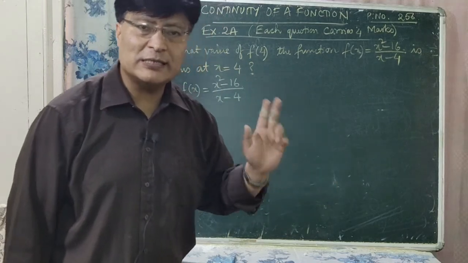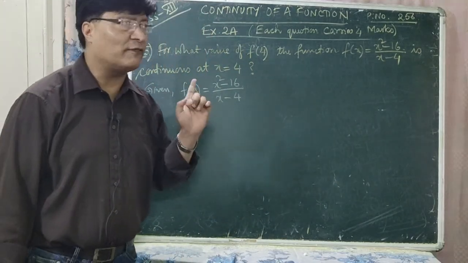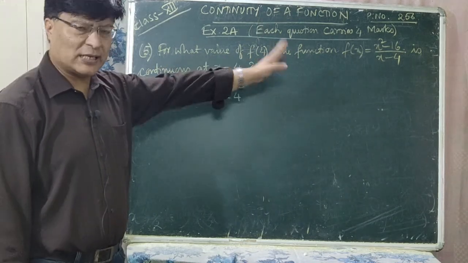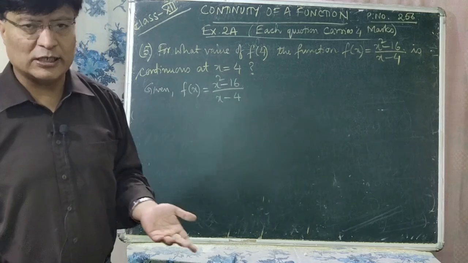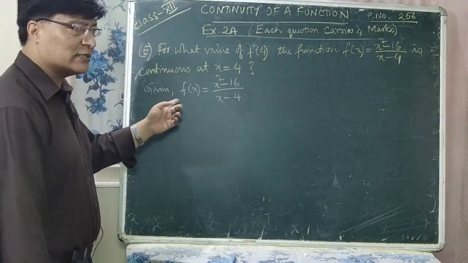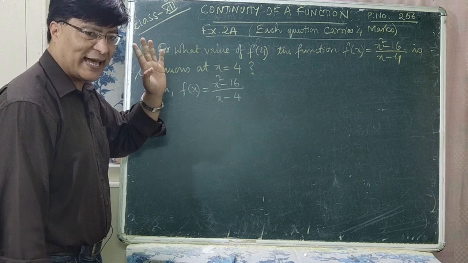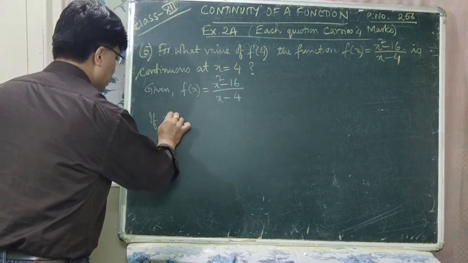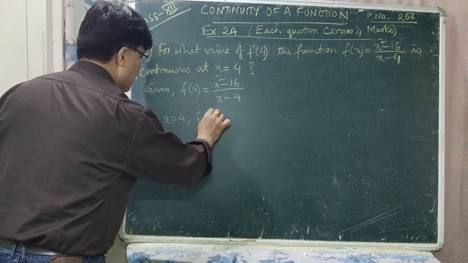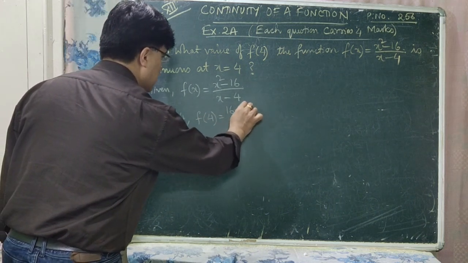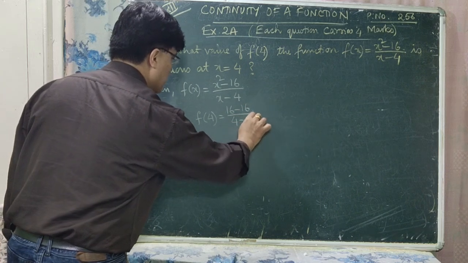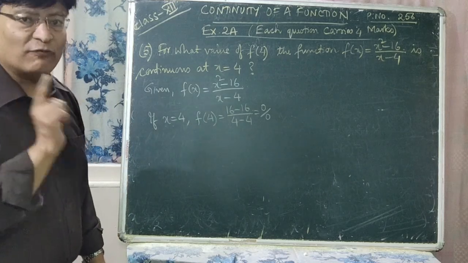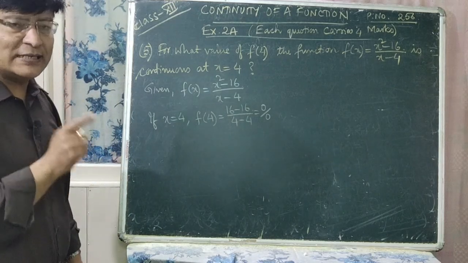But in the question, you are asked to find out the value for f of x when x is exactly equal to 4 such that the given function is continuous. Okay? But in this case, if you put x is equal to 4 exactly, this function f of x is undefined. Right? If x is equal to 4, then f of 4 is equal to 16 minus 16 divided by 4 minus 4, which is equal to 0 by 0. This is known as indeterminate form. 0 by 0 is indeterminate form.